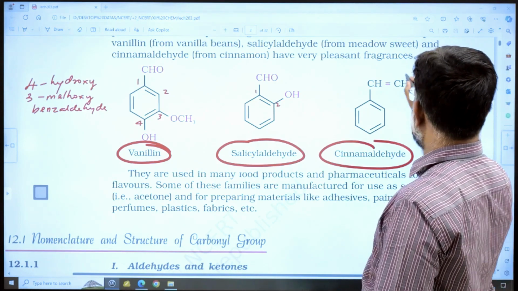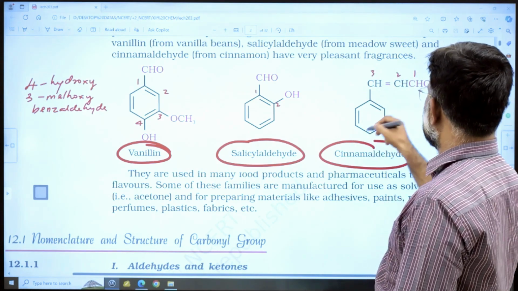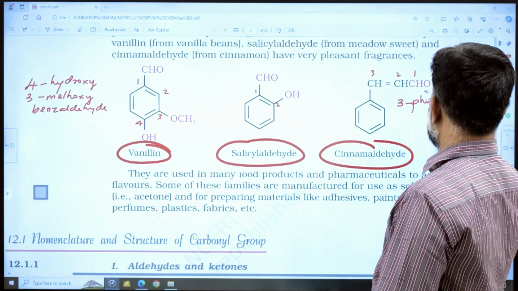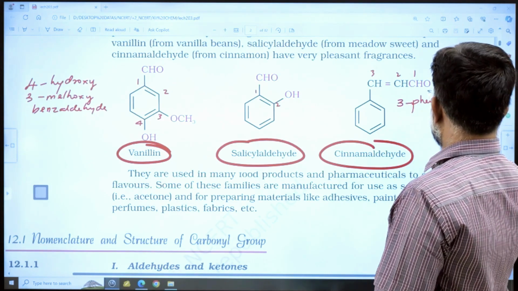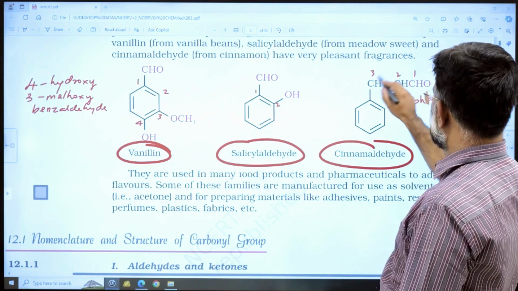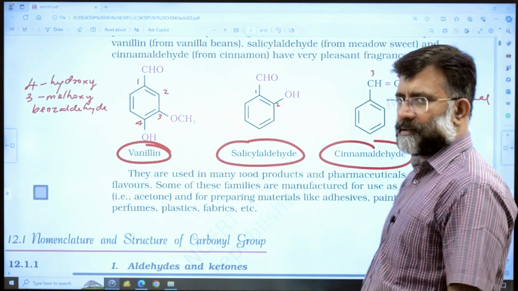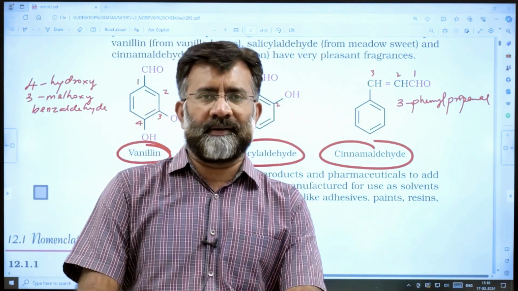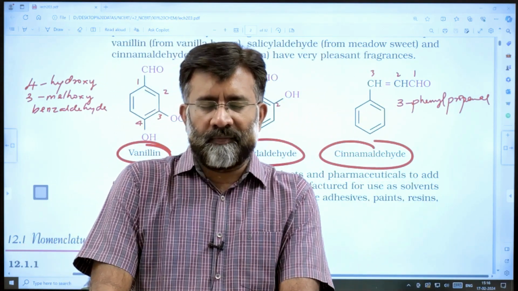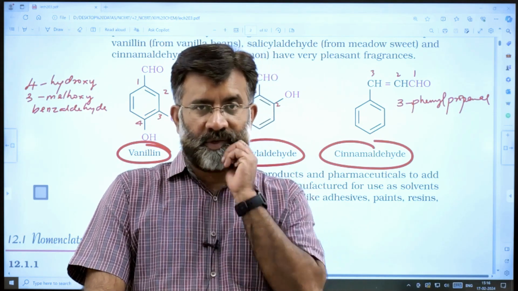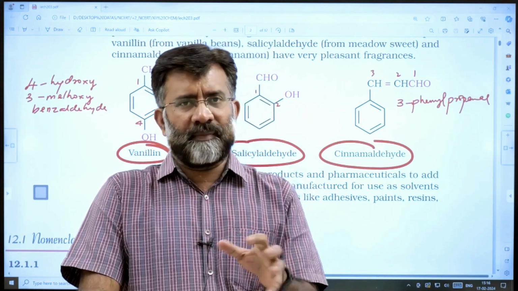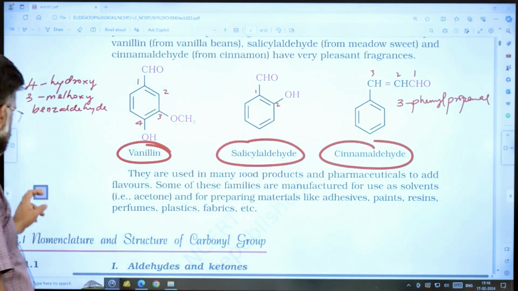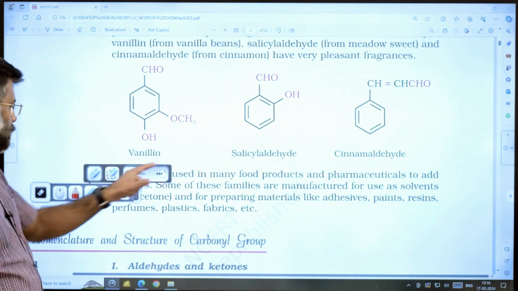It is 3-phenyl propanal, cinnamaldehyde. Such molecules are represented in the systems and in the textbook. We need to review the characteristics of such molecules, not only the naming but the features also. Questions can be of any kind.